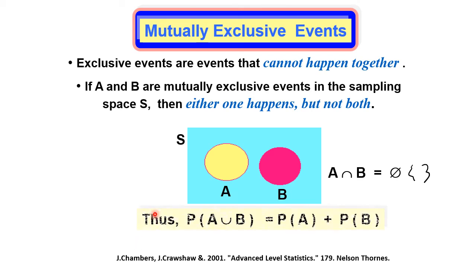So in other words, in these cases, since we don't have intersection, for the union we only add the two events. So probability of event A plus probability of event B without the intersection, because the intersection is already 0. Okay.